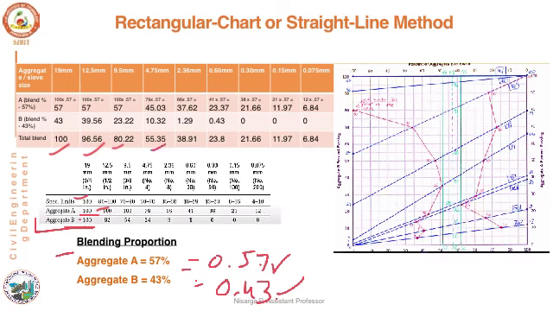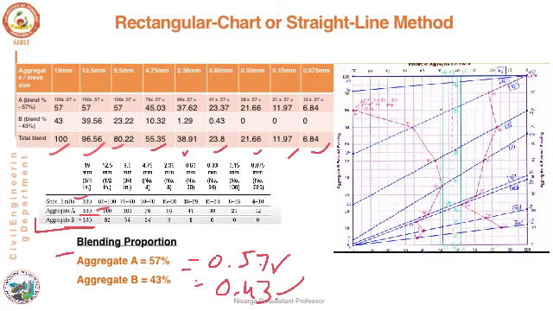Like that, for all the sieves you can see the values obtained. I mean to say that the total blend obtained is within the specification limit. So the blending we have done is correct. This is how we can apply the rectangular chart or straight line method for aggregate blending.